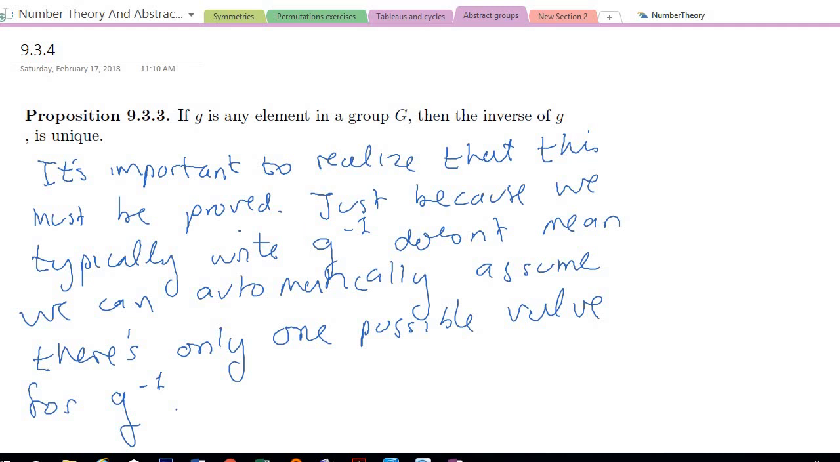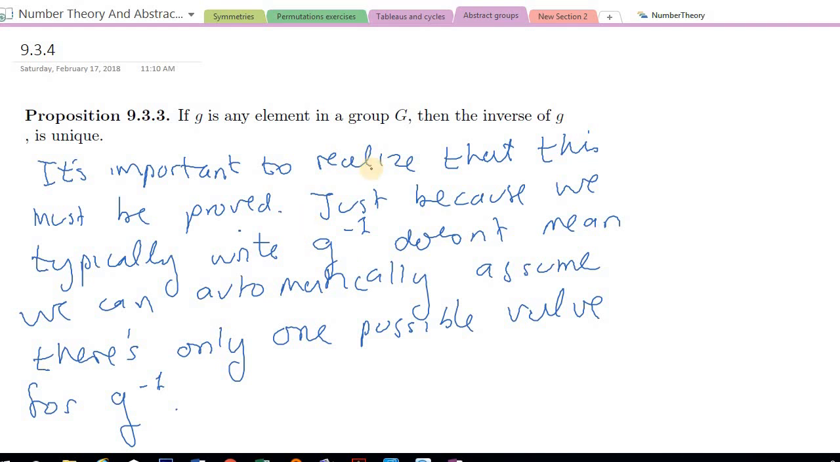Just because we typically write g inverse doesn't mean you can automatically assume there's only one possible value for g inverse. That's a common problem, assuming too much because of suggestive notation. But this is something that needs to be proved. I'm not going to go through the details because there is an outline in the book and you just fill in the blanks. Try to understand step by step what you're trying to do.